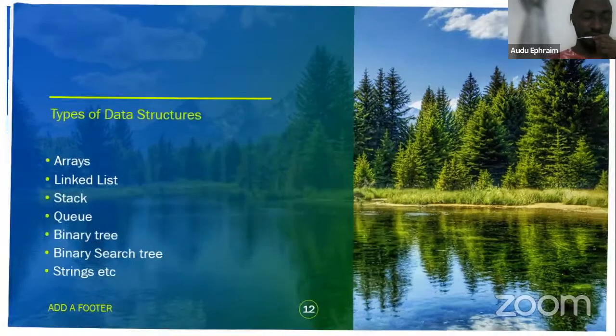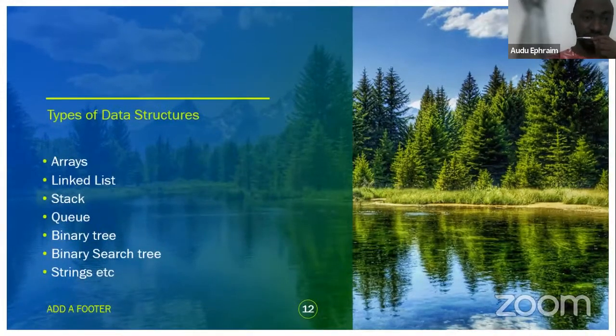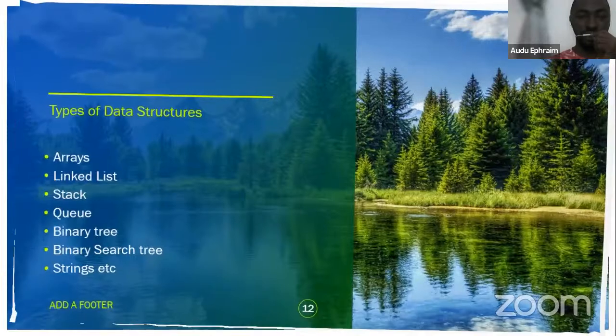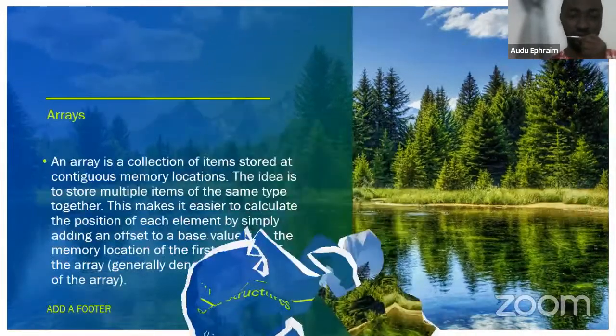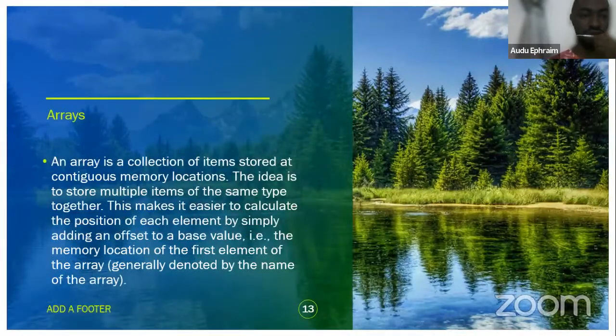There are different types of data structures, and I just picked a few. There are so many. There are arrays, linked lists, stacks, queues, binary trees, binary search trees and strings. So let's look at arrays. An array is a collection of items stored at contiguous memory locations. The idea is to store multiple items of the same type together. This makes it easier to calculate the position of each element by simply adding an offset to a base value.